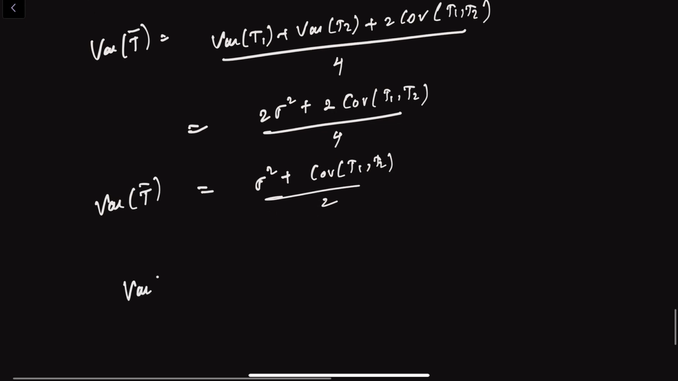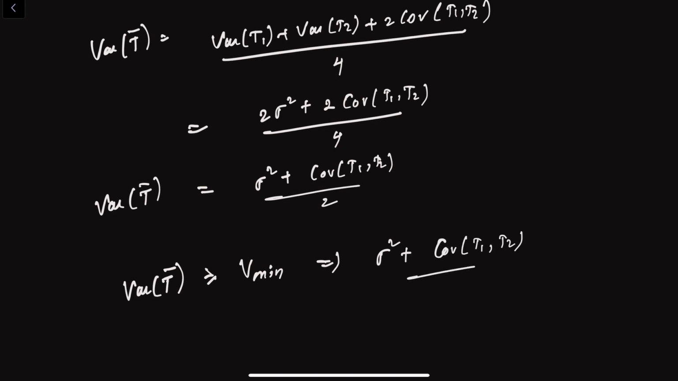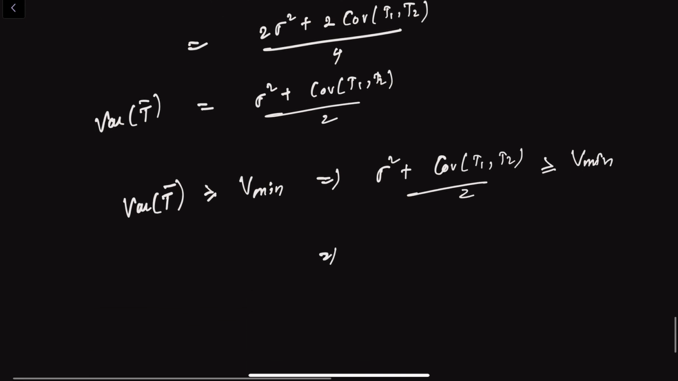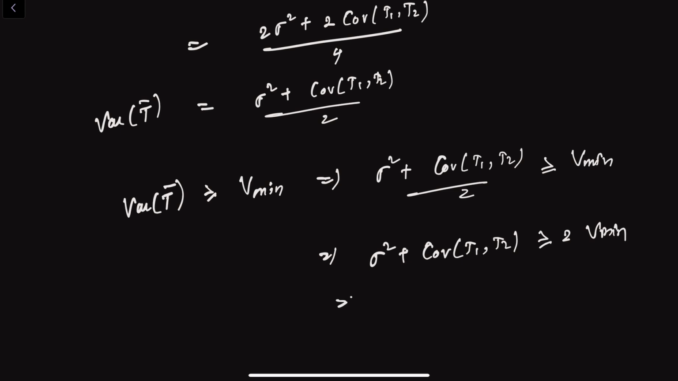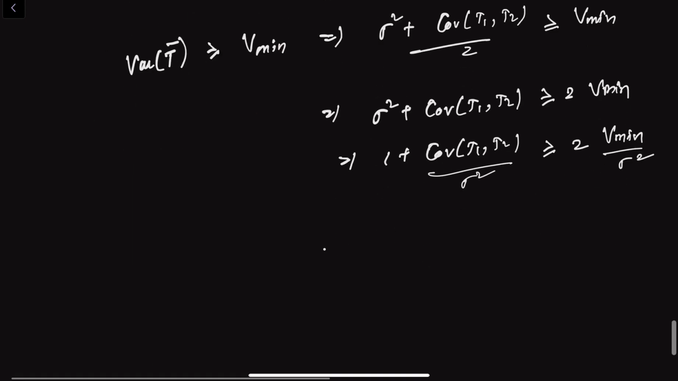Now this variance should be greater than or equal to the minimum variance. That means sigma square plus covariance of T1, T2 by 2 is always greater than or equal to the minimum variance. So if I multiply by 2, sigma square plus covariance of T1, T2 is greater than or equal to 2 times the minimum variance. That means 1 plus covariance of T1, T2 by sigma square is greater than or equal to 2 times the minimum variance by sigma square.